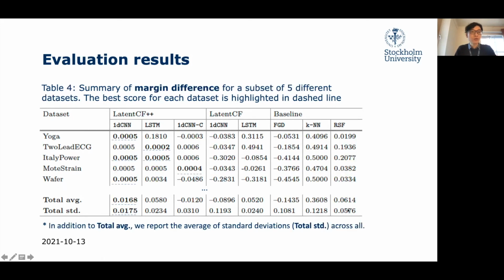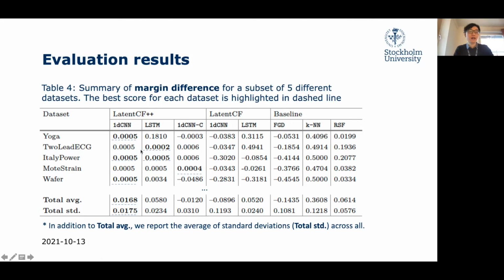And for the next one, we look at this margin difference. So we can see this subset of 5 different datasets. And note that this metric here could be negative because it could be to the left of the decision boundary, which means it's not a successful transformation for this counterfactual.